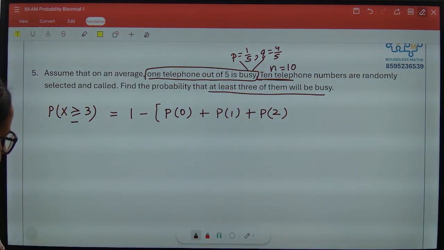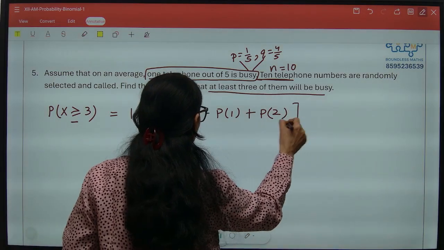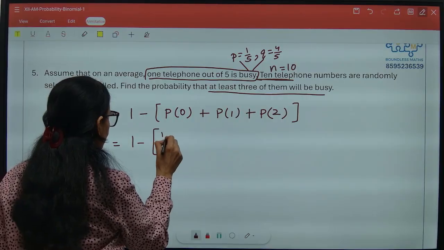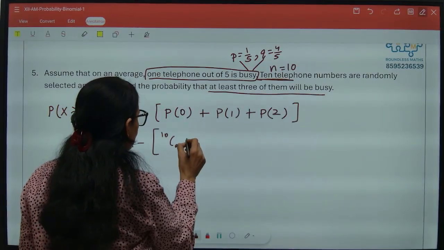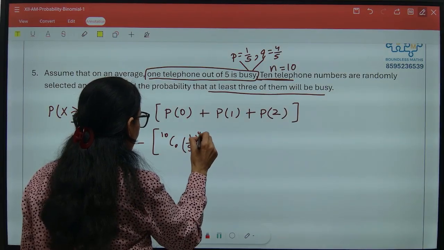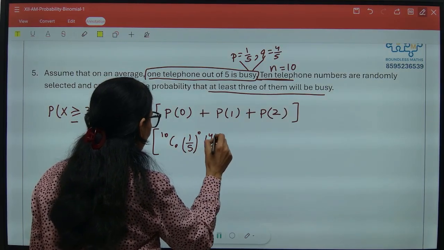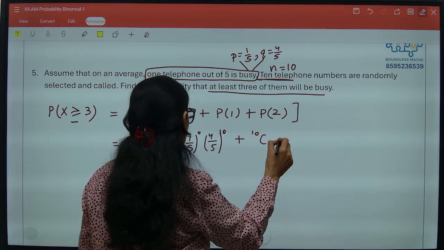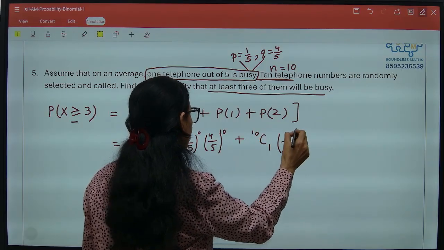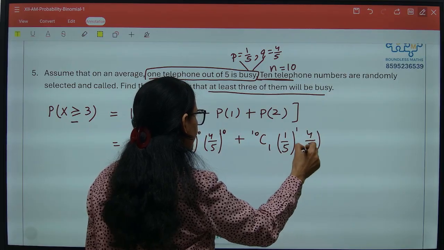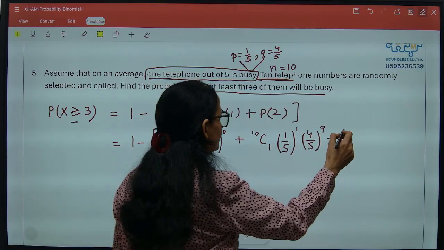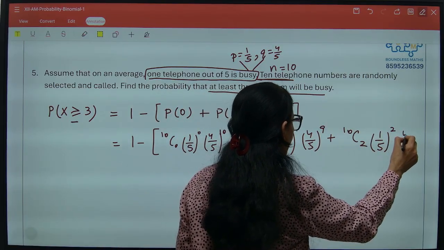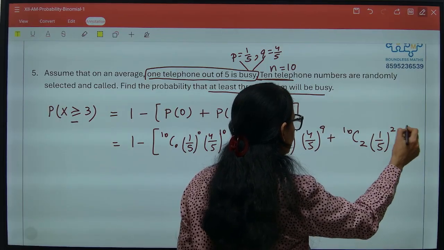Okay, that's it. So let's find these values. So it is 1 minus, n is 10. So it is going to be 10 C0. P is 1 by 5, 1 by 5 to the power of 0 and 4 by 5 to the power of 10 plus 10 C1, 1 by 5 to the power 1 and 4 by 5 to the power 10 minus 1 which is 9 plus 10 C2, 1 by 5 to the power 2 and 4 by 5 to the power of 10 minus 2, that is 8.